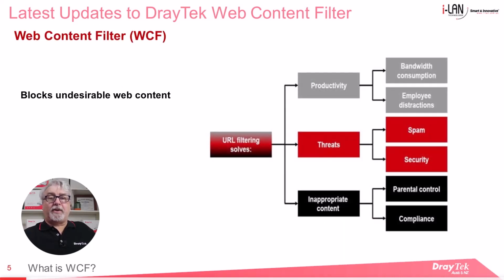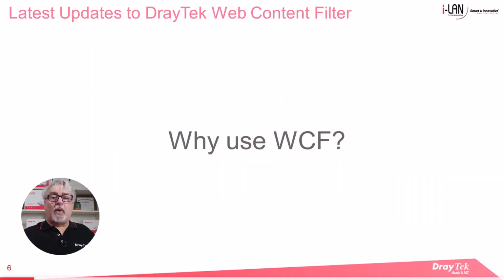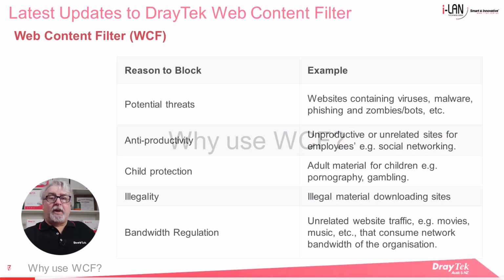As illustrated in this diagram, the web content filter blocks undesirable web content based on the configuration in the router. It helps by filtering not just potentially dangerous or inappropriate content, but also content that can affect productivity in the workplace, such as social networking during work hours. So why use WCF? Here's some reasons why.